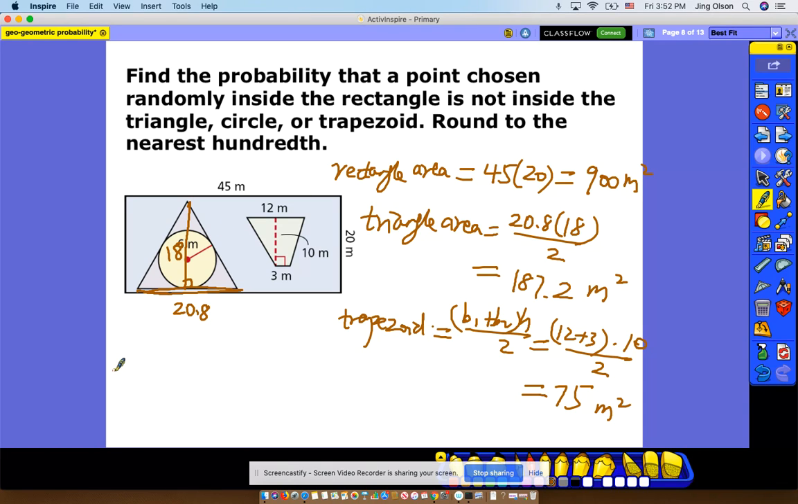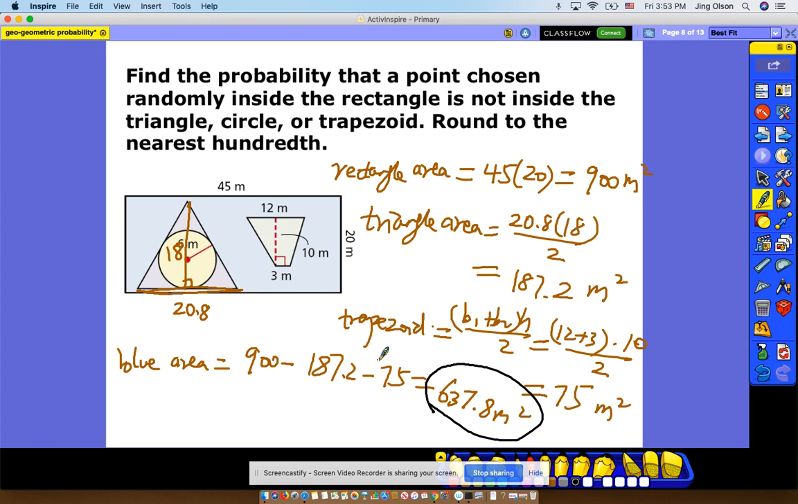So for the area of the blue, you're going to use the rectangle, subtract the triangle, and then subtract the trapezoid. So 900 minus 187.2 minus 75, we get 637.8 meters squared. So this is the area of the blue section.